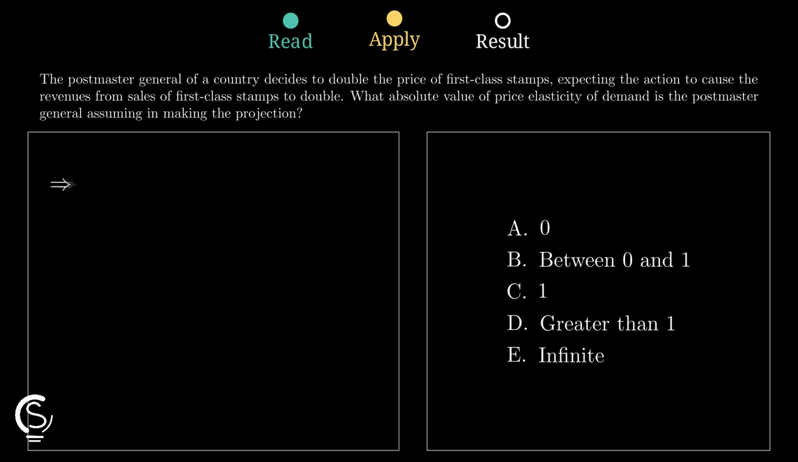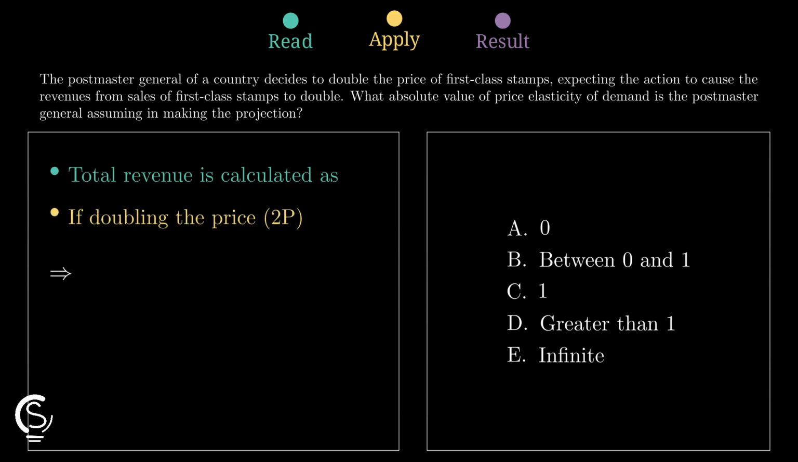If doubling the price results in double the revenue, that means the quantity demanded must stay exactly the same. Consumers do not change their buying habits at all despite the hike. Since the percentage change in quantity is 0, the absolute value of price elasticity is 0. That makes option A our final winner.